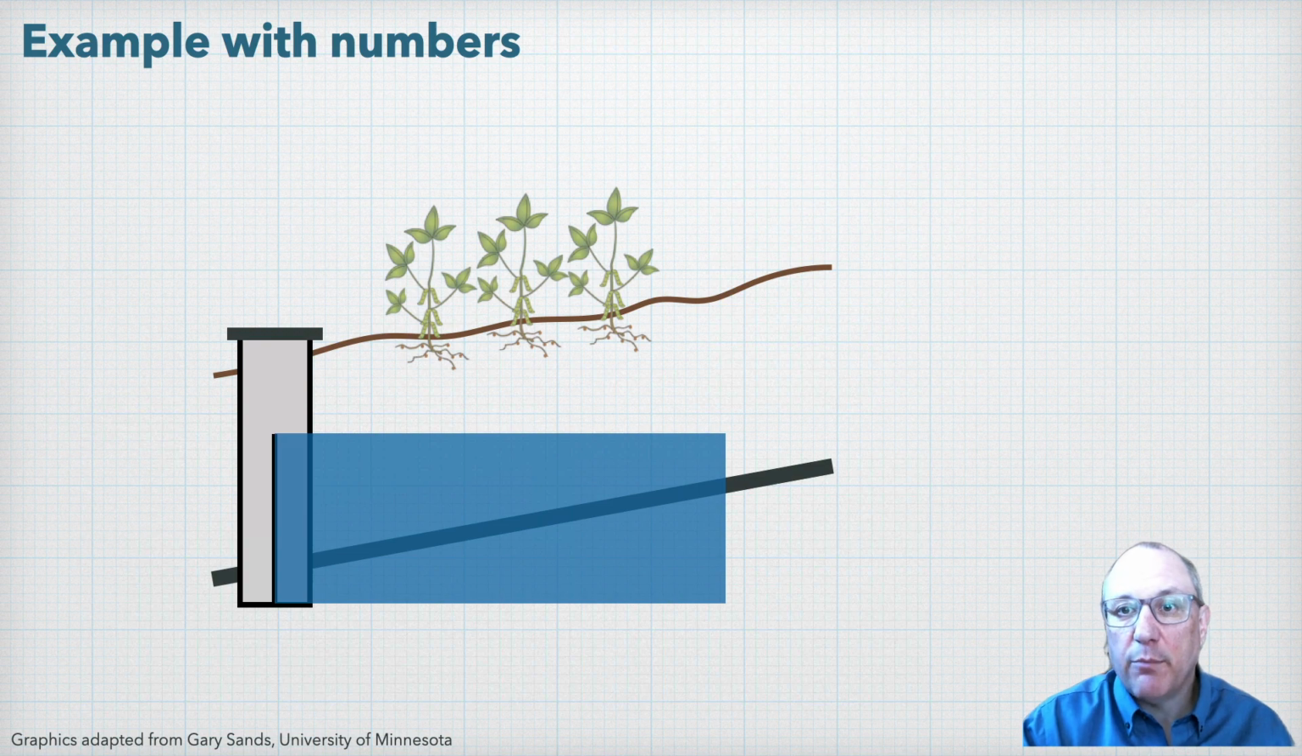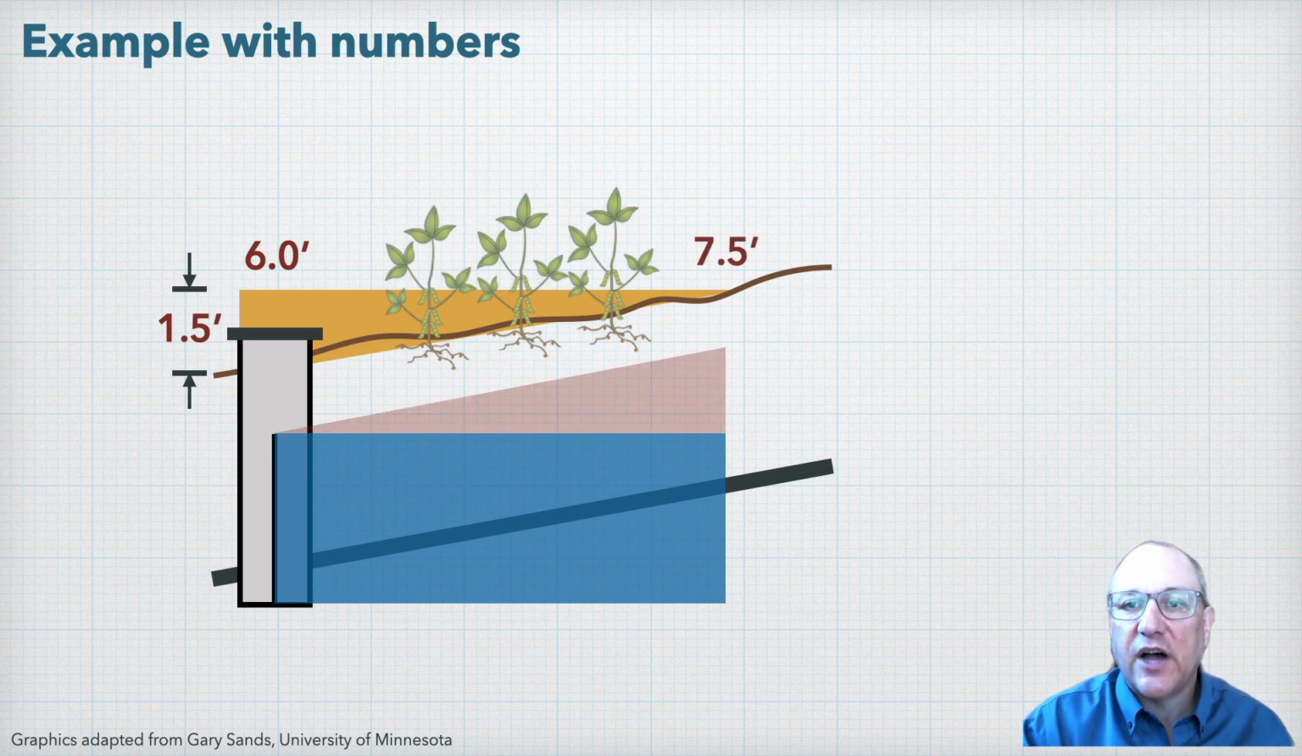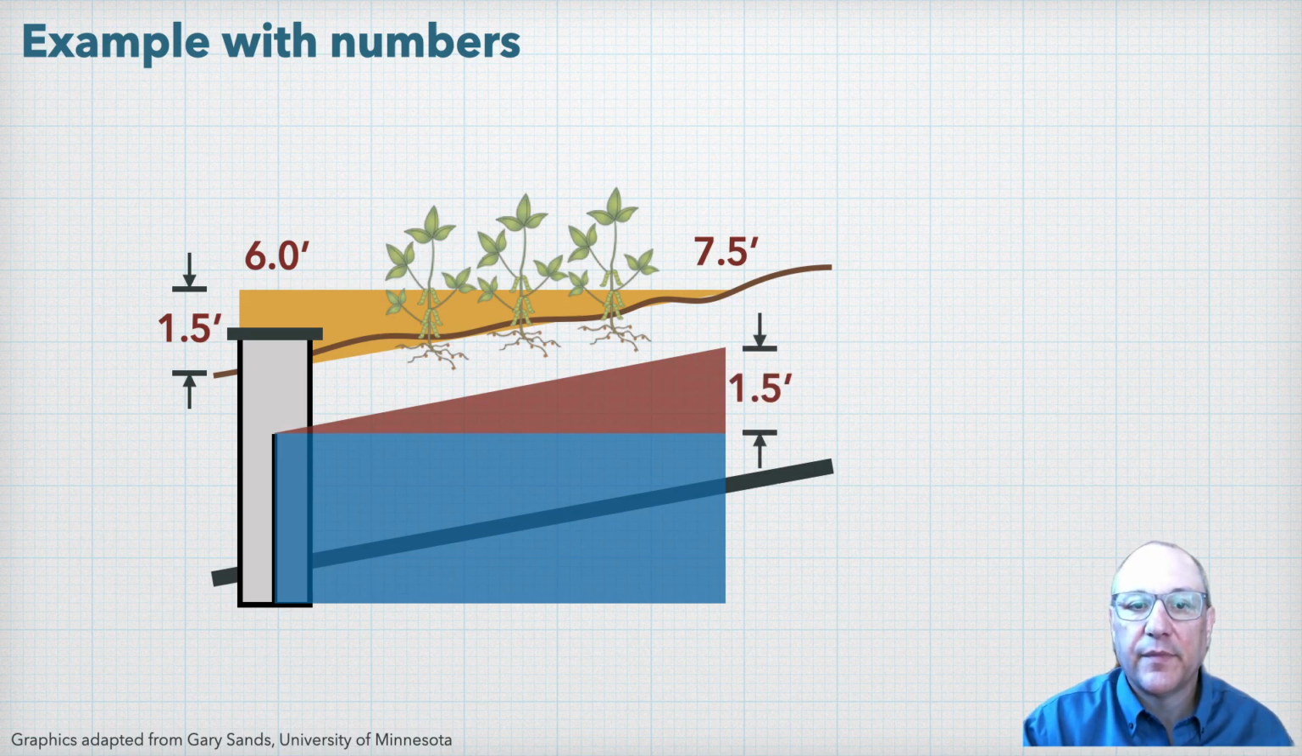Looking here at an example with some numbers, if this is our control structure and our targeted height of the water table rise, if the relative surface elevation in our control structure is 6 feet, and we choose a zone elevation interval of 1.5 feet, our water management zone will extend up to a surface elevation of 7.5 feet. At the control structure, we're at our target depth, and at the top end of the water management zone, we're 1.5 feet off of our target depth. So if our target depth for water table rise is 3 feet below the soil surface, we'll be at 4.5 feet at the top of the water management zone.